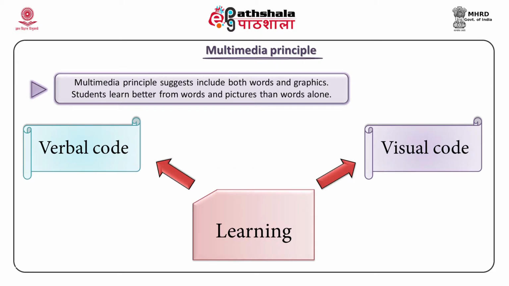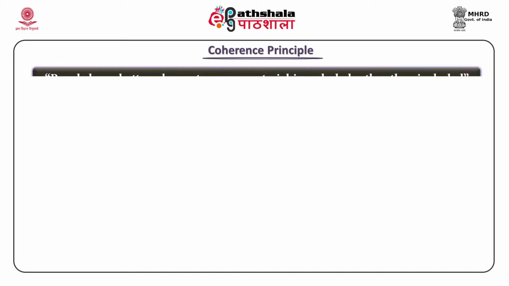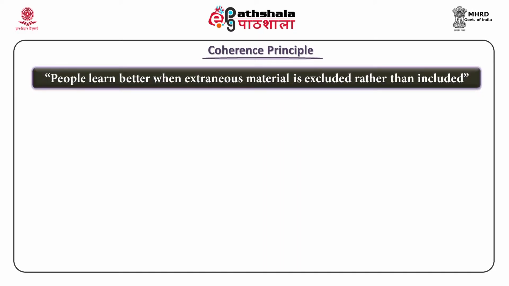Now, the next principle, that is coherence principle. People learn better when extraneous material is excluded rather than included. Extra information of any kind may prove a distraction. Coherence principle states that all non-essential elements in multimedia messages should be avoided to minimize demands on cognitive resources. When the purpose of a text or text and graphic is to instruct someone, the only thing that should be on the page or slide is what is absolutely necessary.